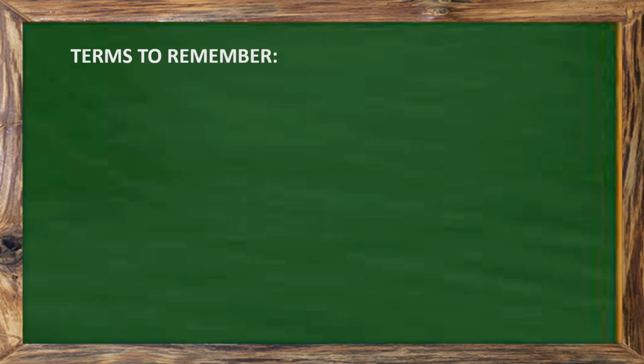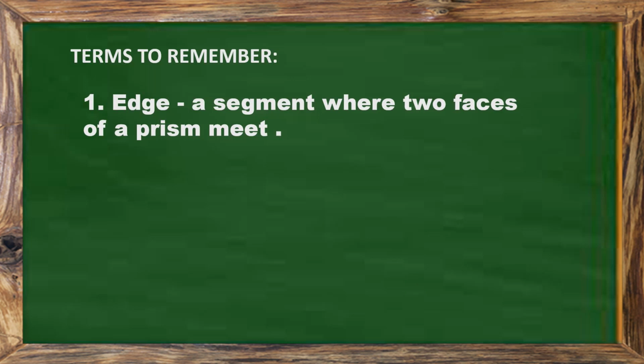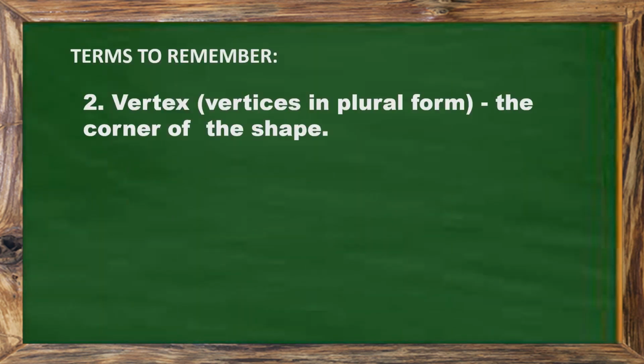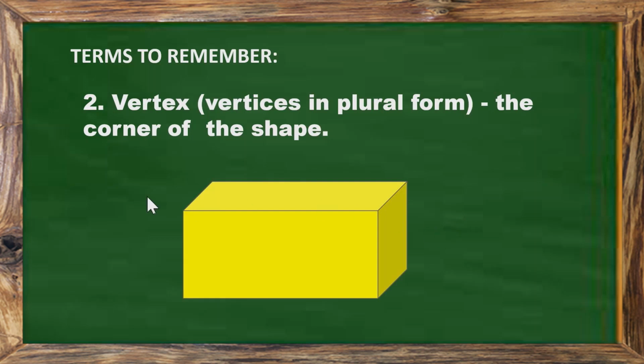Okay, let me define the following terms. Edge. This is a segment where two faces of a prism meet. Okay, ito po yung tinatawag na edge. Yan yung mga guhit na yan. Yan ang edge. Next. Vertex kapag singular, pag marami ay vertices. This is the corner of the shape. Ito po yung tinatawag na vertex. Yan. So, maaari tayong matusok kapag hindi tayo nag-ingat. So, ingat-ingat sa vertex.